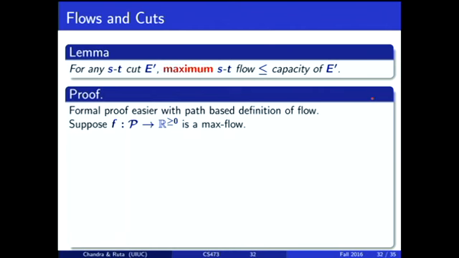If you think about the path definition of flow, then every path has to use at least one of the edges in the cut, right? That's the only way to go from S to T, right? So if I put 10 units on that path, it means that I have to remove at least 10 units from the capacity of that cut, right? The total flow I can send from S to T is upper bounded by the capacity of the cut. Does that make sense? Yes? No?